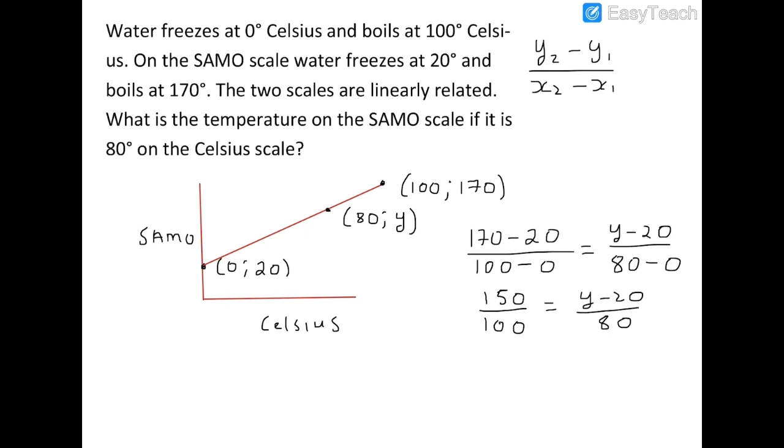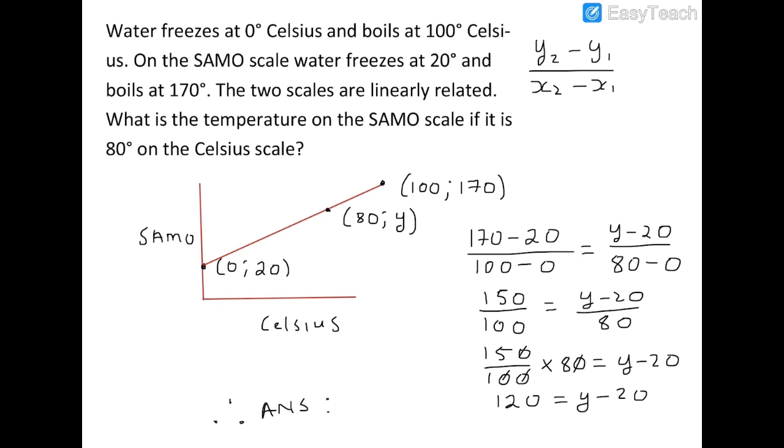Multiply both sides by 80, we get 150 over 100 multiplied by 80 will be equals to y minus 20, and that can cancel with that, and 15 multiplied by 8 will give us 120, which is equals to y minus 20, and therefore our answer here will be y equals to 140. Okay, so we get 140.